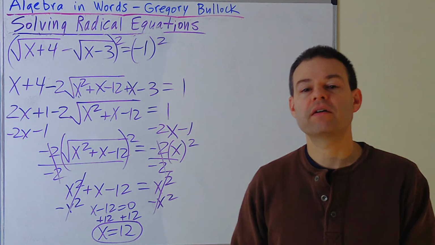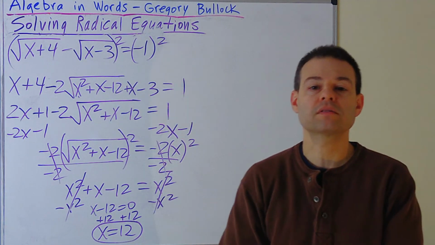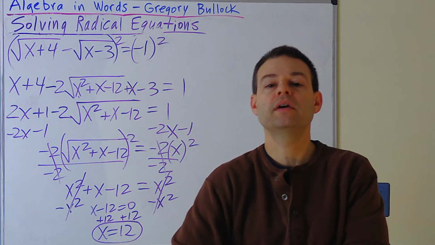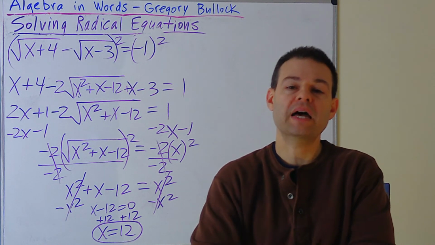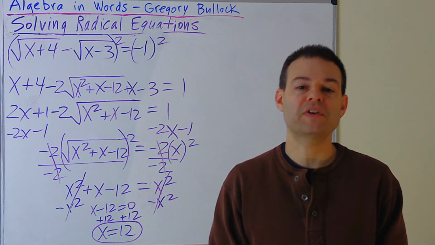We would want to check our answer by taking the 12 and substituting it back in for x in the original equation to check and simplify both sides. And if the left side equals the right side, that tells us that the solution is valid, which it is.